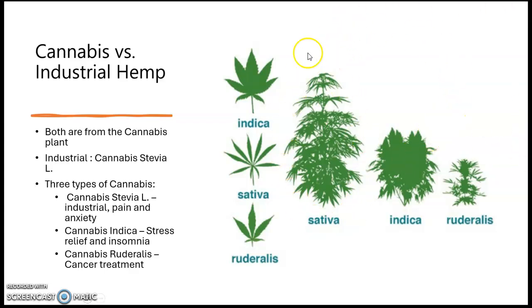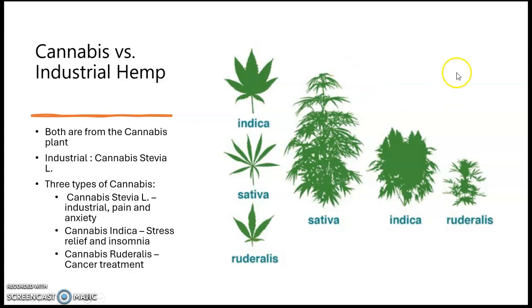So the industrial hemp plant that we look at is this Cannabis stevia. It grows taller, produces more of those plant fibers. It's very leafy and can generally be grown in closer proximity to one another. And this produces a lot of the fibers and some of the leaves needed for other products.